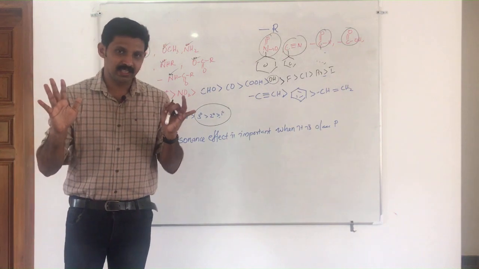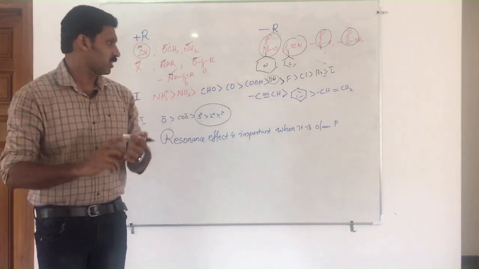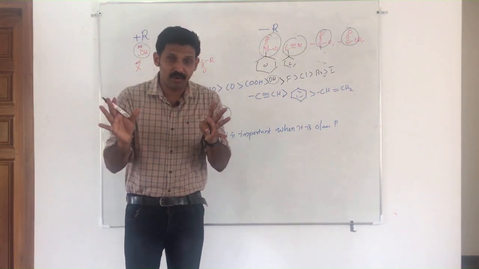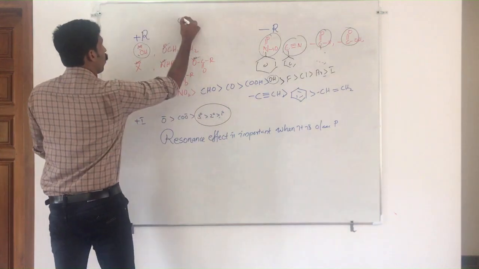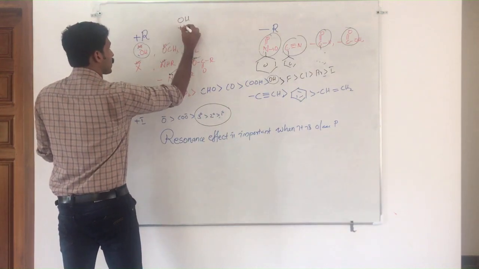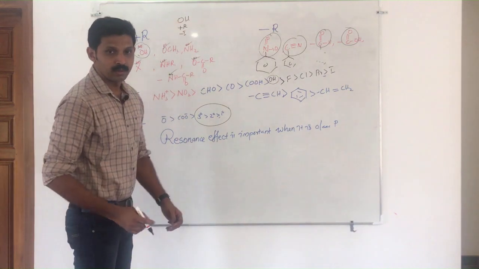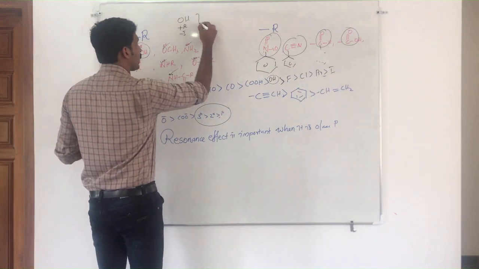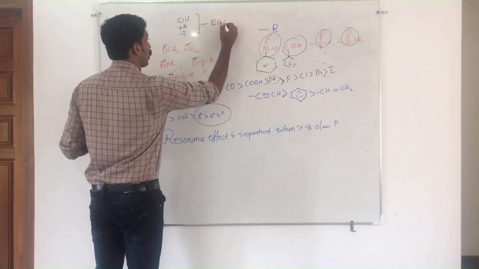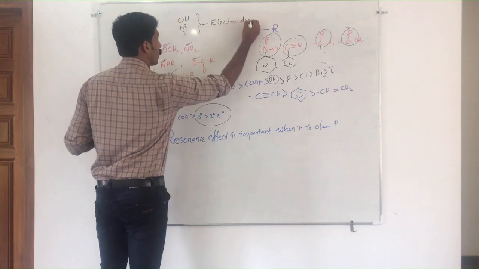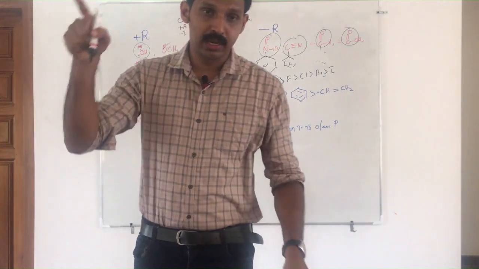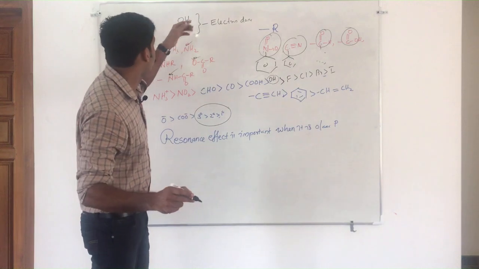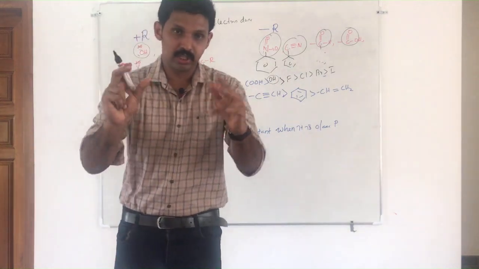Keep in mind that in almost all conditions, the resonance effect is important. The resonance effect is more powerful than the inductive effect. The OH group has plus R and minus I effect, but resonance is more important than the inductive effect. Therefore, the net effect is that this is an electron donating group.